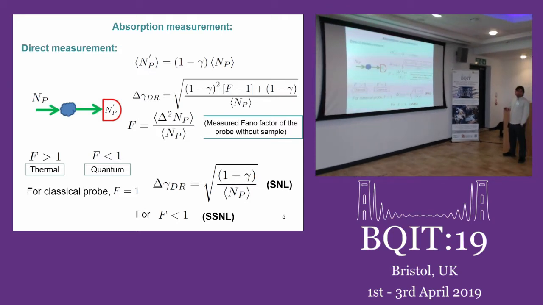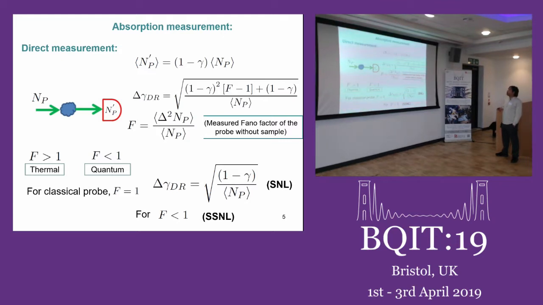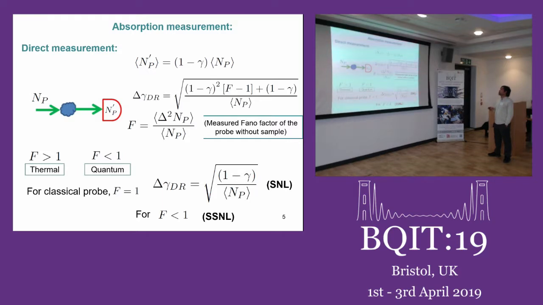Here gamma is the absorption coefficient. What is the uncertainty in measuring gamma in this formalism is given by this expression. As you can see, F is the Fano factor, which is the variance of the probe beam divided by the mean. For the classical state, the variance equals the mean, so F is equal to 1. It is known that F greater than 1 represents thermal statistics and F less than 1 represents quantum statistics. So for the classical probe, if we substitute F equal to 1, one can reach the shot noise limit. And if we inject a quantum state, then one can reach the sub-shot noise limit.